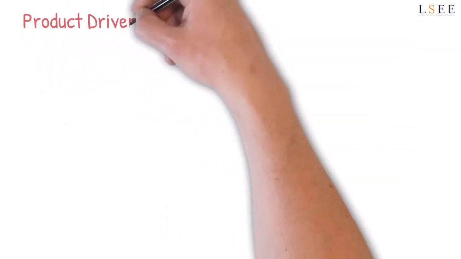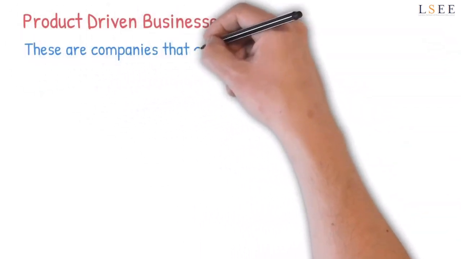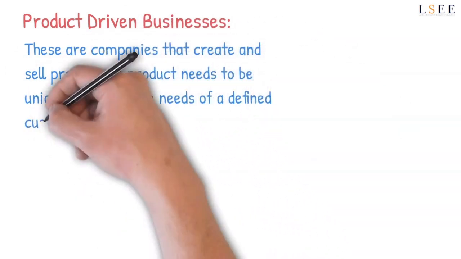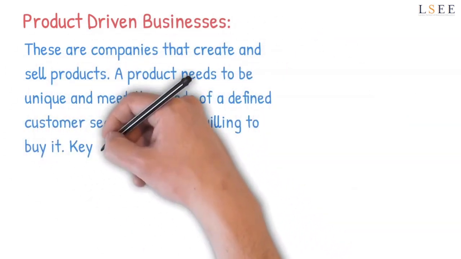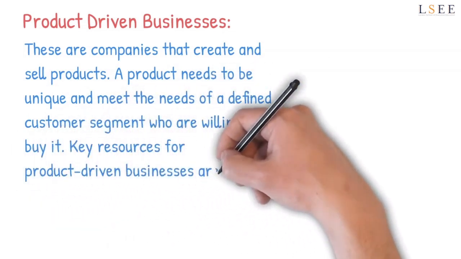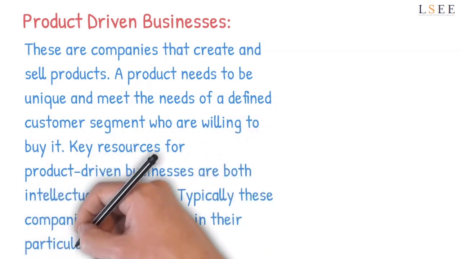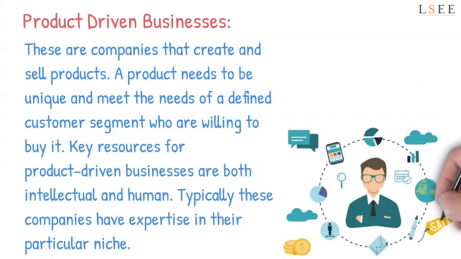Product-driven businesses: these are companies that create and sell products. A product needs to be unique and meet the needs of a defined customer segment who are willing to buy it. Key resources for product-driven businesses are both intellectual and human. Typically these companies have expertise in their particular niche.